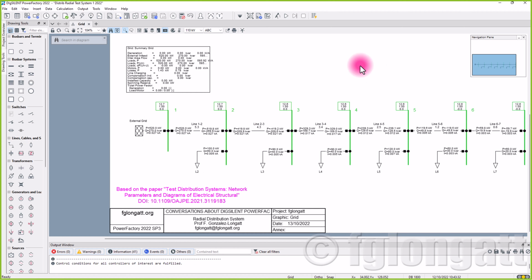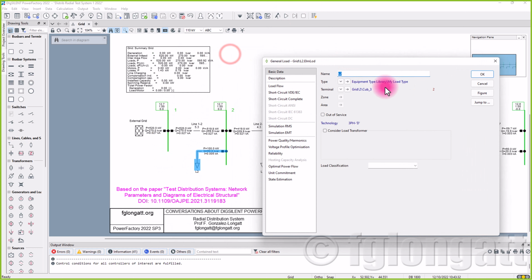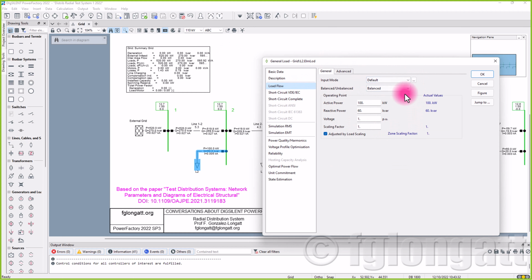Professor, nothing happened. No, yes, something happened. Let me show you. Now we have the load model, and we have here the results. The actual values are 100 kilowatts, 60 kVAr. And this is the operating point that we defined, but this operating point is for a voltage of 1 per unit. What I explained to you is that with the constant power model, we obtain the same results, the same load flow that we get when we are using the classical load flow.